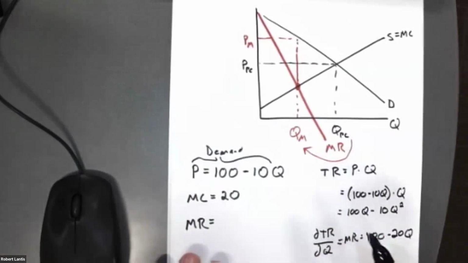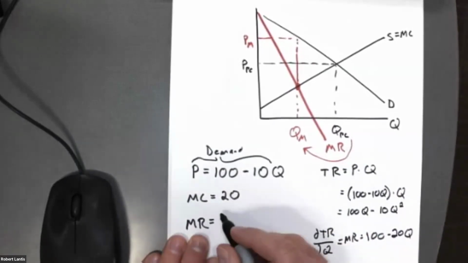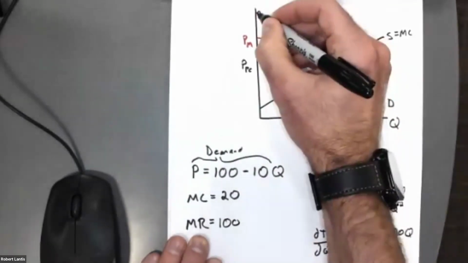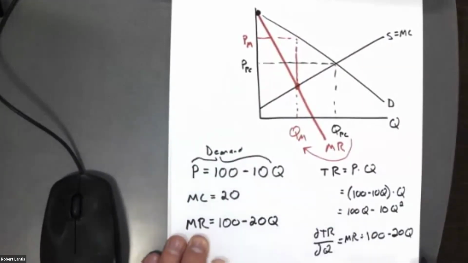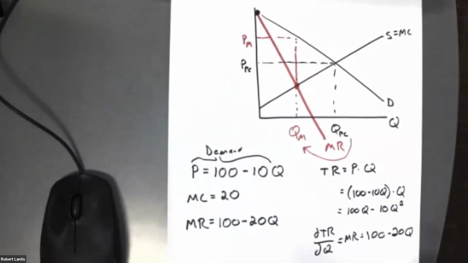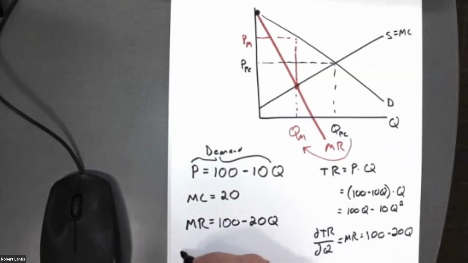Or I don't have to do this every single time. I can always remember that since we're using linear demand curves, marginal revenue is always going to start out with the same intercept as demand, but it's going to be twice as steep. So I can go through and do the math and take the derivative, or I can just remember that marginal revenue will start at the same point as demand but be twice as steep. So I'm looking for that quantity where marginal cost is equal to my marginal revenue.